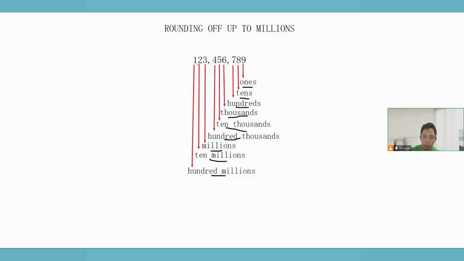So these are the ones, tens, hundreds, thousands, 10,000s, 100,000s, millions, 10 millions, and then 100 millions. We must familiarize ourselves with the sequence of the place values because we're going to use it when it comes to rounding off millions. Not only in millions, but also when it comes to thousands and hundreds.